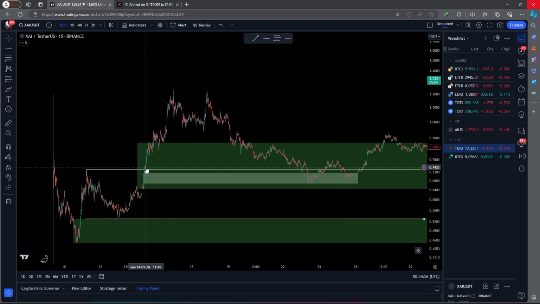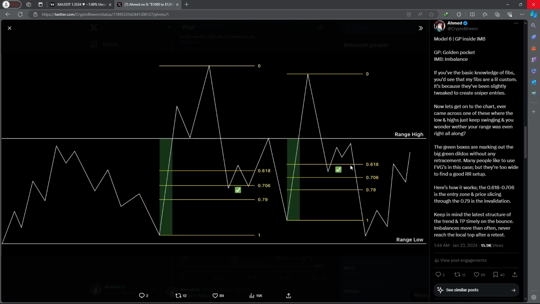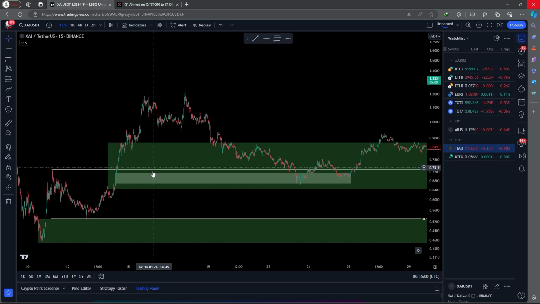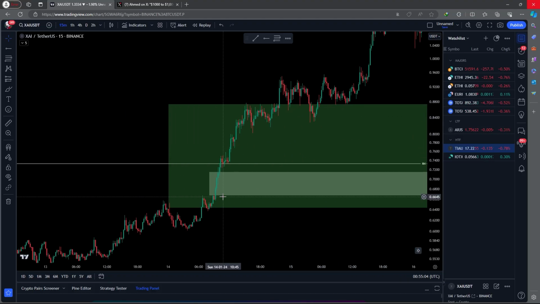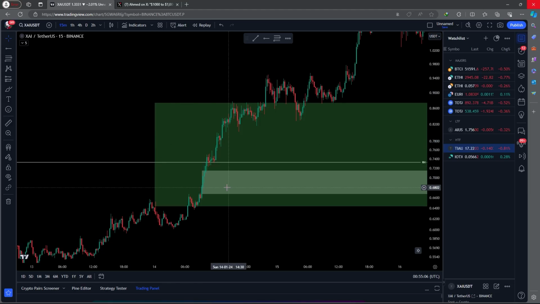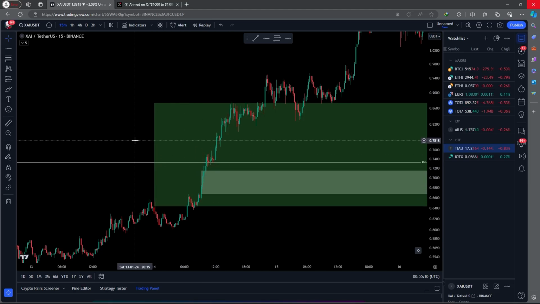But there's a range, there's an order block, but according to the imbalance, the golden pocket lies below the order block, just inside. Now, if the box wasn't here, or if the golden pocket wasn't here, there's literally just some green candles over here. There could be an FVG here.